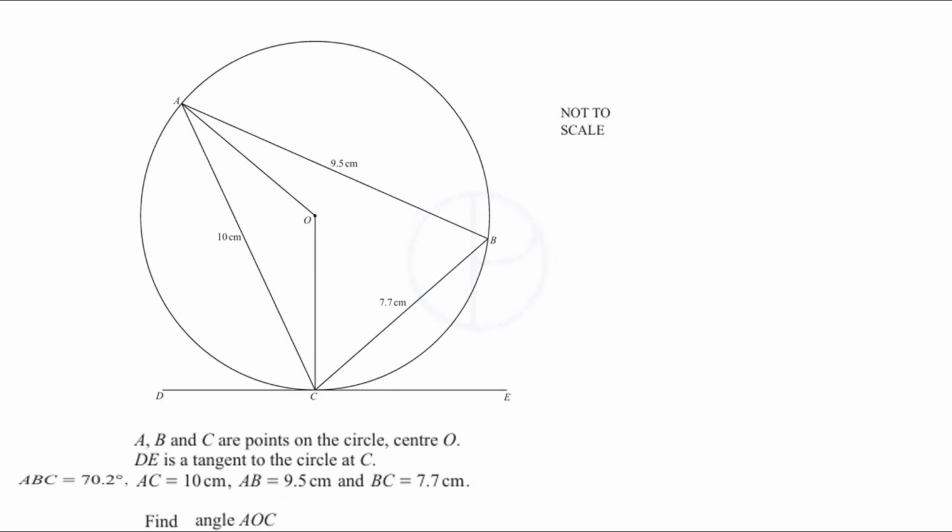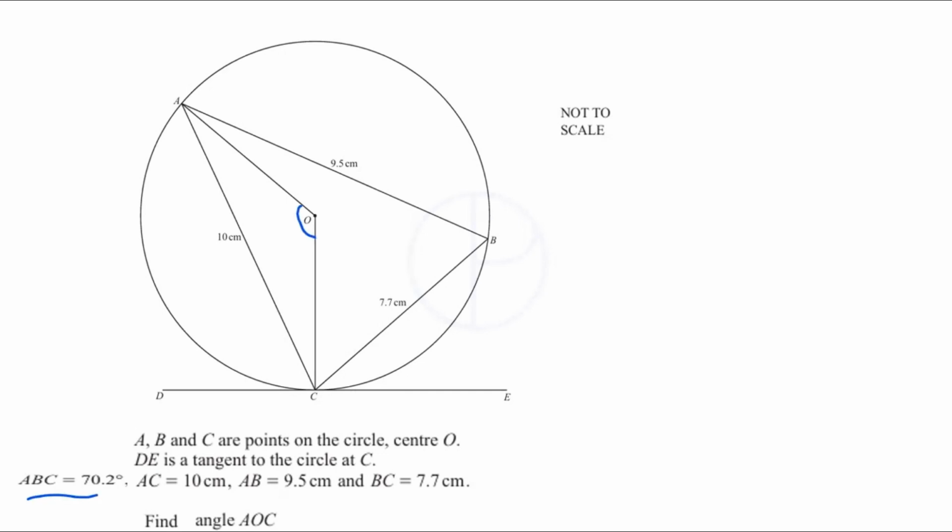Let's look into this example. A, B and C are points on the circle, center O. DE is a tangent to the circle at C. Angle ABC is 70.232 degrees. AC is 10 centimeters, AB is 9.5 centimeters, and BC is 7.7 centimeters. Find the angle AOC. So we need to find the angle AOC.